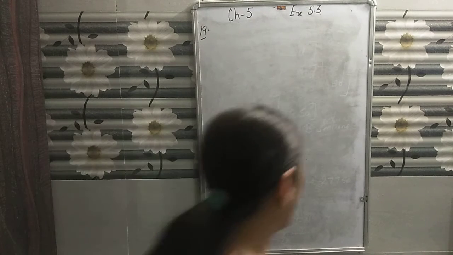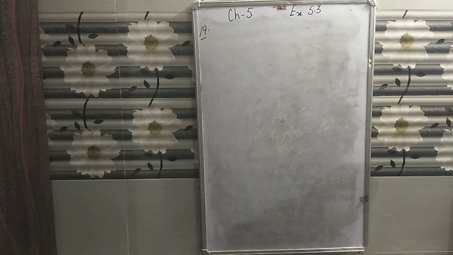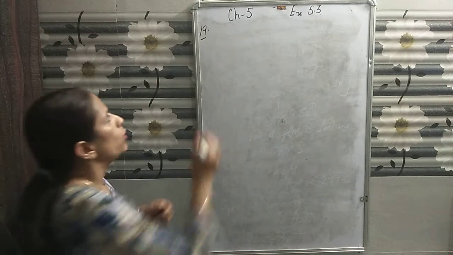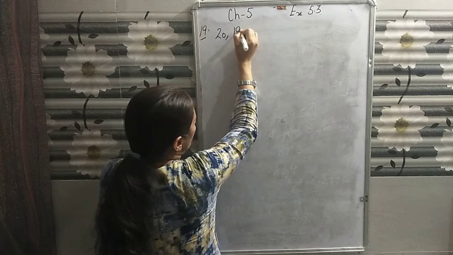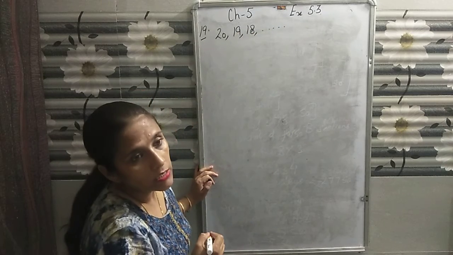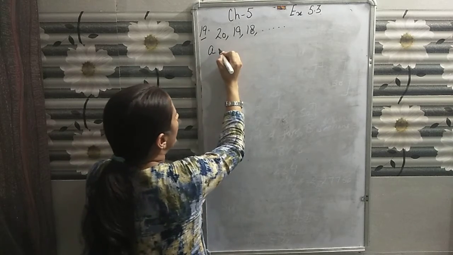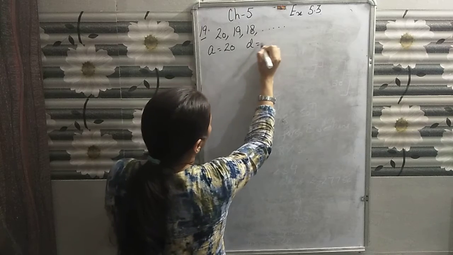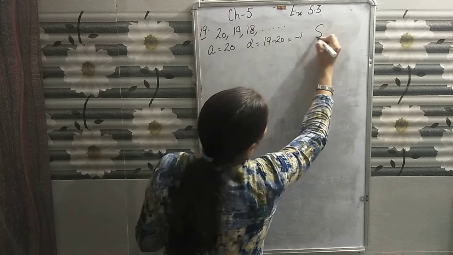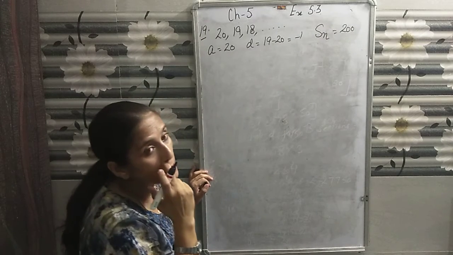Now, in question number 19, 200 logs are stacked in the following manner: 20 logs in the bottom row. Now you are having 200 logs. In the first, that is the bottom row, you are having 20 logs, then 19, and then 18, and so on. So you have to find the number of rows and the number of logs in the top row. So first of all, here a is 20 and d is 19 minus 20, that is minus 1. And you are given the total number of logs as 200. That is your sum is 200.